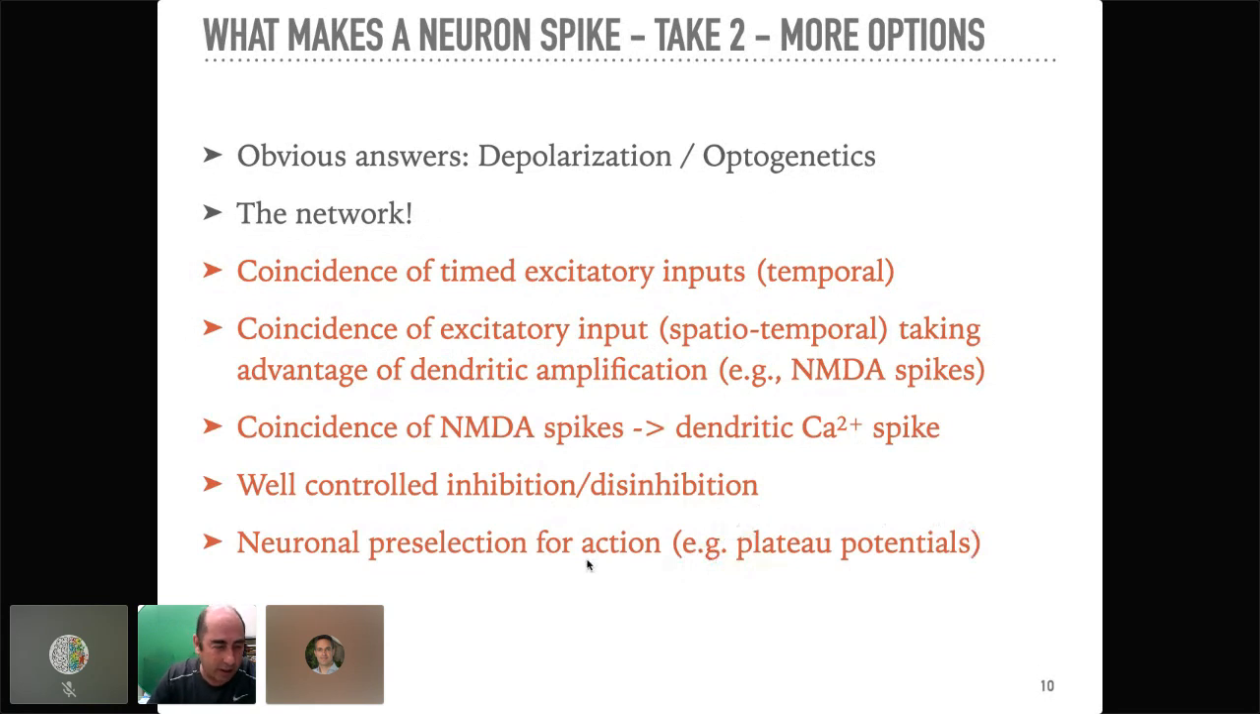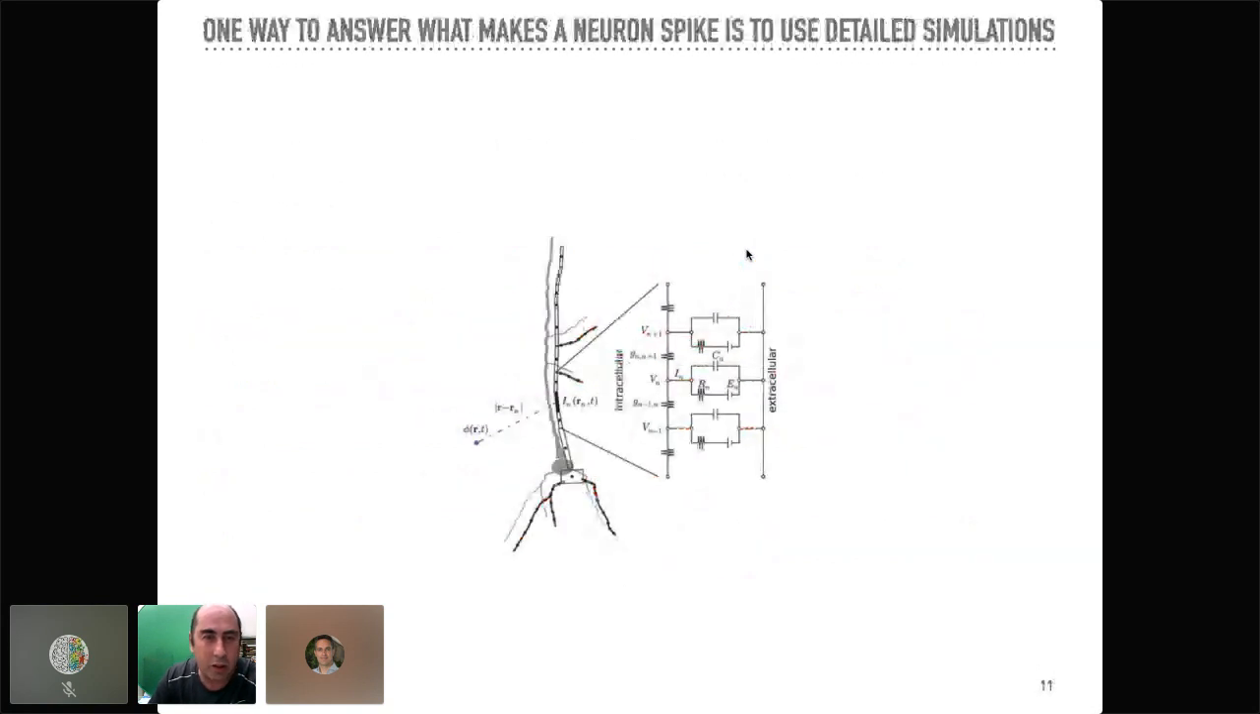So you could bombard the neuron with the same amount of input, or exactly the same input, and once it will spike, and in other conditions it will not. So the answer to this question seems to be much more complicated than we wanted it to be. Okay, so there is one way, and we are, after all, in a computational neuroscience conference. There is one way to try to answer this question, and this is using models.